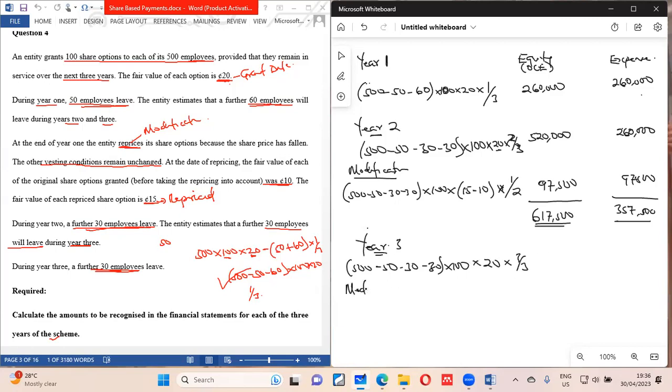Then let's do the modification. So the modification balance is 780,000. All right, 780,000. What will be here? Then so the modification, we have 50 minus 30 minus 30, multiply by 100 options, then multiply by... so here is 5. So I'm not going to do 50 minus 10 again. So 5. And the balance is what? The half, 1/2. So the half that is here.